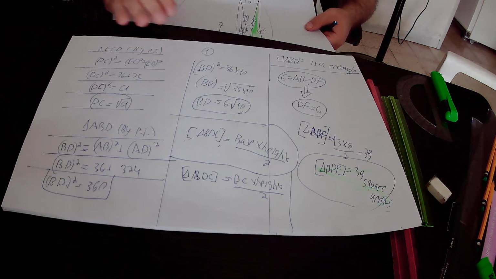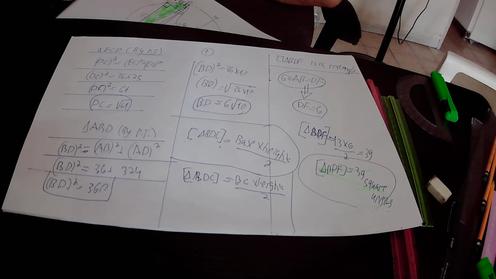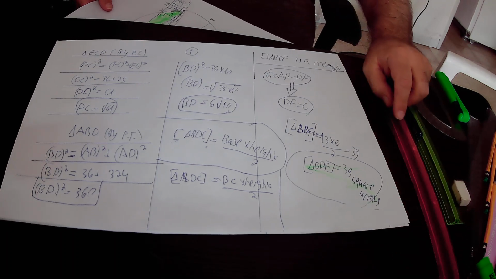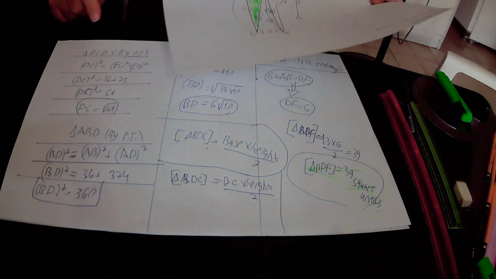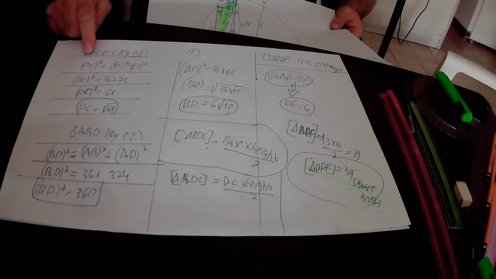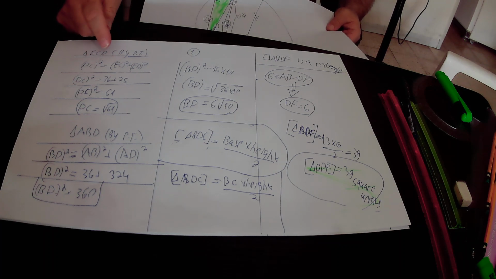In the right triangle ECD, the right green triangle ECD, according to the Pythagoras theorem, the square of the hypotenuse equals the sum of the squares of the perpendiculars. The hypotenuse is DC, therefore the square of the hypotenuse is DC square, and it must be equal to the sum of the squares of the perpendiculars, that is to say EC square plus ED square.